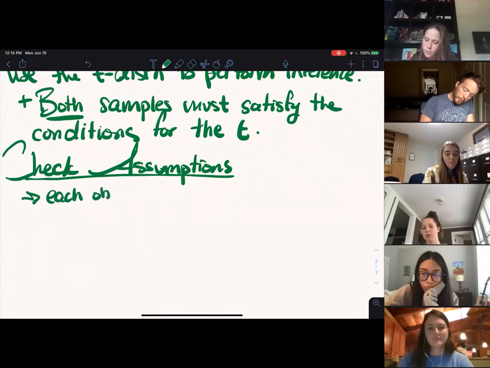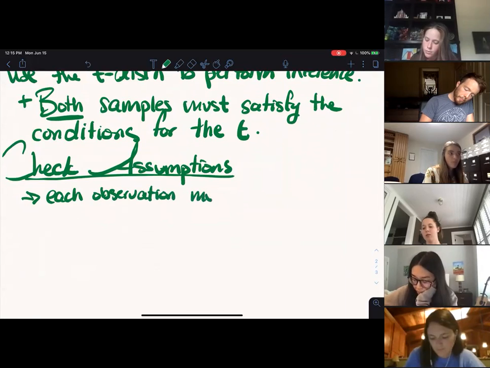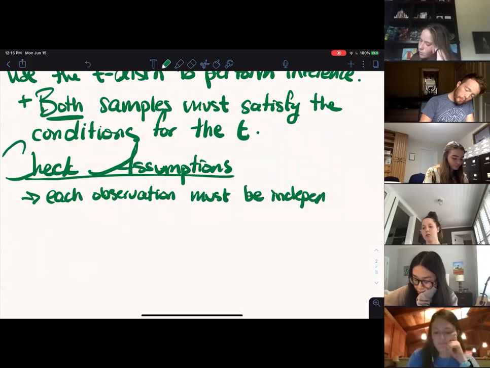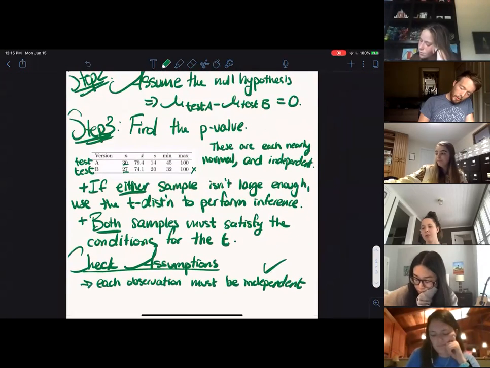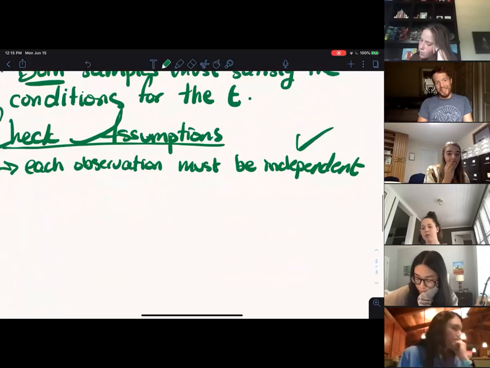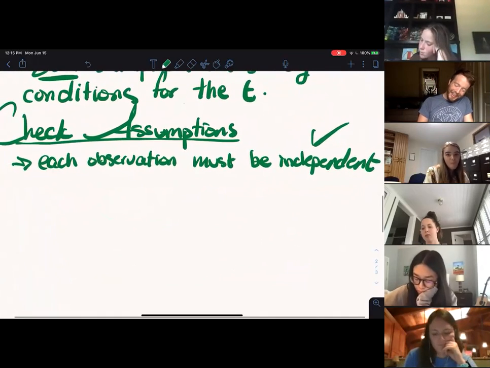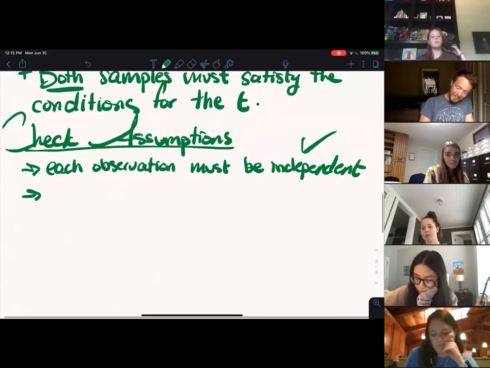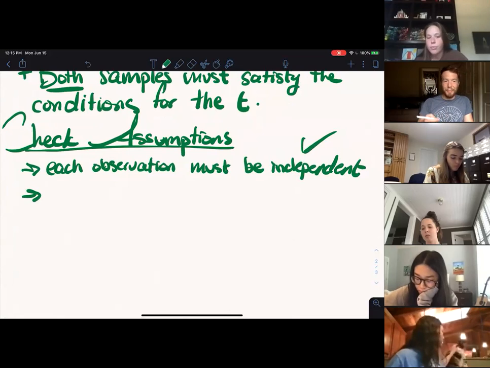So each observation must be independent. And I think I actually said that this was the case for our data, that they're all independent. I know I kind of said assume the conditions. So these are the conditions. I'm writing them out, but it's pretty clear just based off my problem statement that they are.